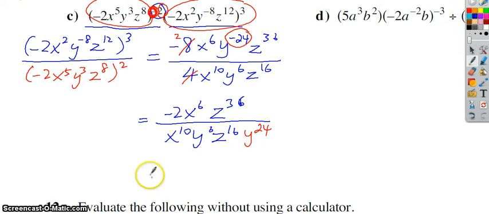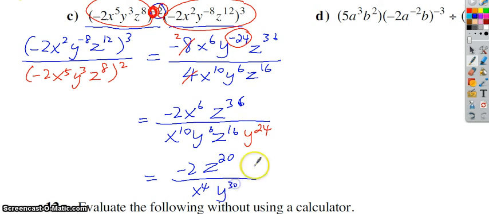So finally, this question, right? I like this question because they have x variable, 6 and 10. There's a bigger one in the bottom, so it stays in the bottom. They have a z, 36 and 16, more on the top, so you have the final answer on top. And finally, both y are in the bottom, so they stay in the bottom, and then you add them, 6 and 24, right? Because they're together in the bottom. Like in the bottom, they are y6 times y24, so it becomes y30 in the bottom.